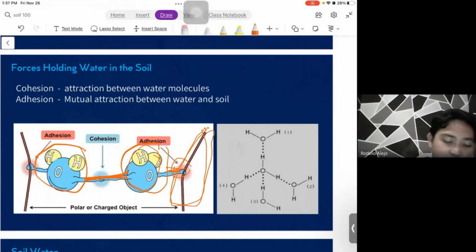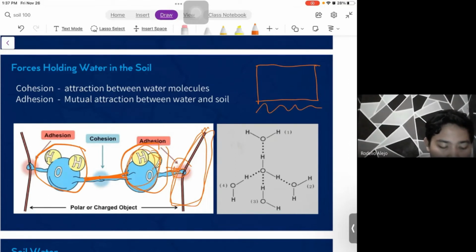Okay? So, going back to what we call capillary rise, for example, ito yung soil natin. Diba? Ito yung water natin. Yung water na yan ay didikit sa lupa through adhesion. Okay? Then yung water naman ay didikitan siya ng another water through cohesion. So through adhesion and cohesion, tataas yung tubig. Yun yung tinatawag nating capillary rise. Okay?